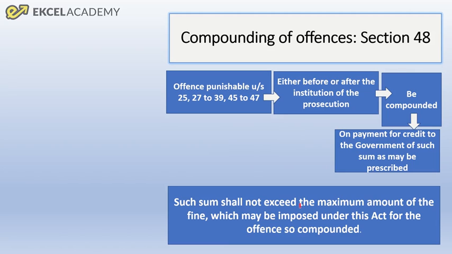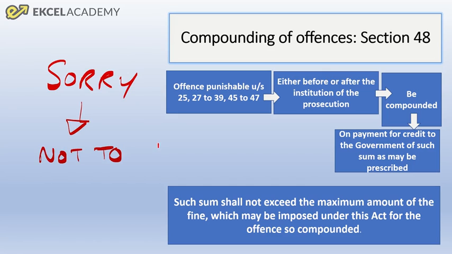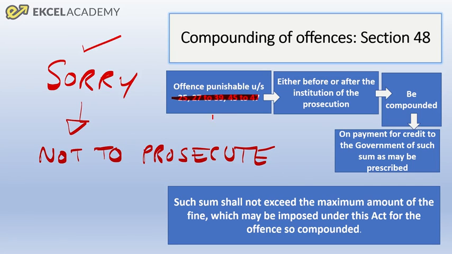Compounding of offences we have under section 48. Compounding of offences is nothing but when you go to the government and say sorry, we made a mistake, and the government agrees not to prosecute the company or the person for that particular offence. That process is called compounding. Basically you're telling the government we made a mistake, we have not followed so and so section, now please don't punish us because we came voluntarily and we are agreeing to our mistake. So voluntarily we go, agree to our mistake, and ask for a pardon, that is compounding.